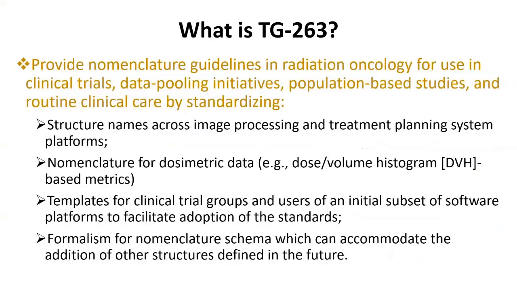So what is TG263 again? It's to provide nomenclature guidelines in radiation oncology for use in clinical trials, data pooling initiatives, population-based studies, and routine clinical care by standardizing structure names across image processing and treatment planning system platforms, nomenclature for dosimetric data, for example dose volume histogram, and so on, and templates for clinical trial groups and users for initial submission of software platforms to facilitate adoption of the standards. It's a formalism of the nomenclature schema, which can accommodate the addition of other structures defined in the future. Maybe in the future we'll have other things in the planning system that need to be defined. So this standardization is putting the base for that, so we can adopt whatever naming will be coming in the future.